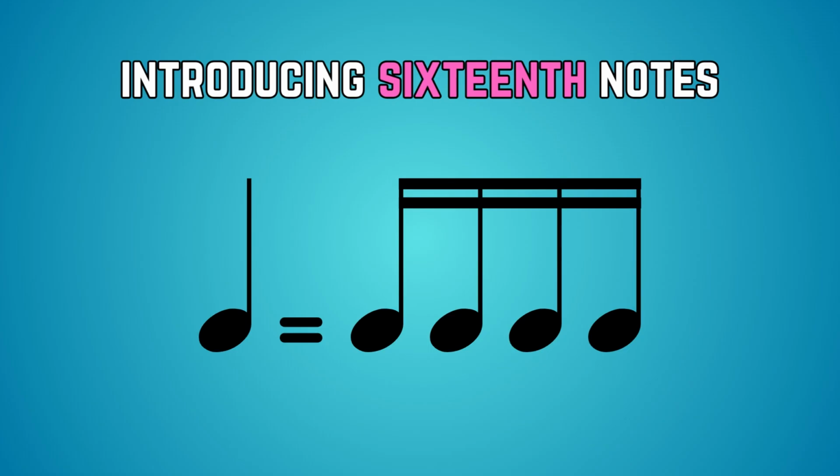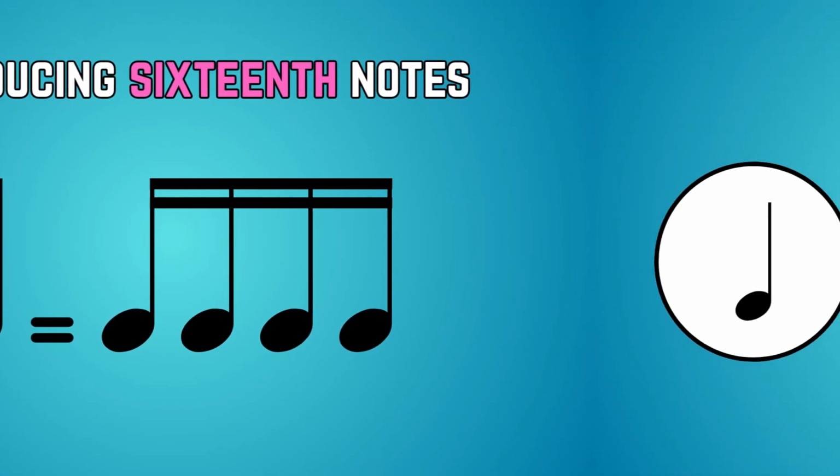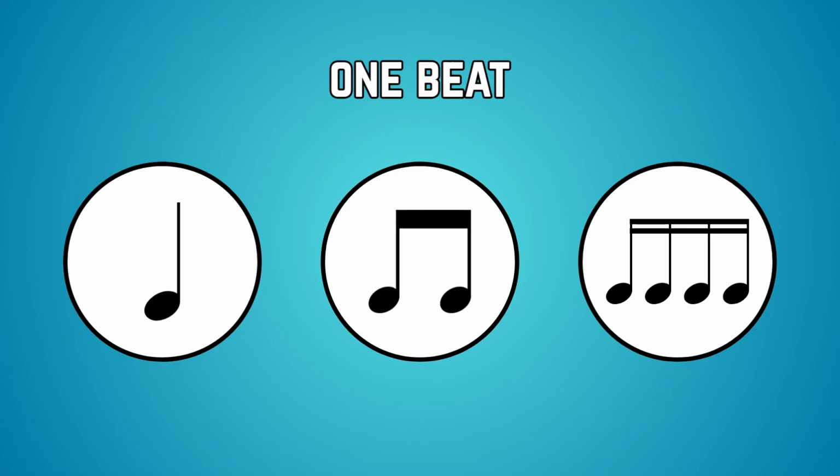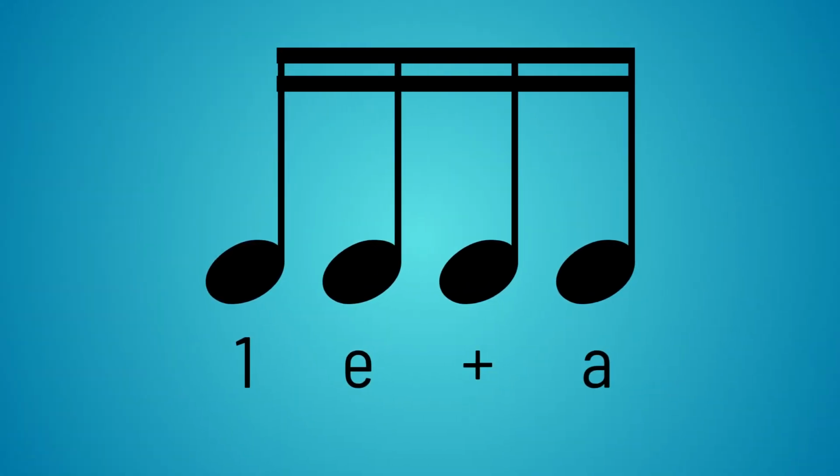Let's compare that with the note values we already know. A quarter note lasts for 1 full beat. 2 eighth notes also last for 1 full beat. 4 16th notes last for that same amount of time. Because 16th notes divide the beat into 4 equal parts, we need 4 counting syllables.